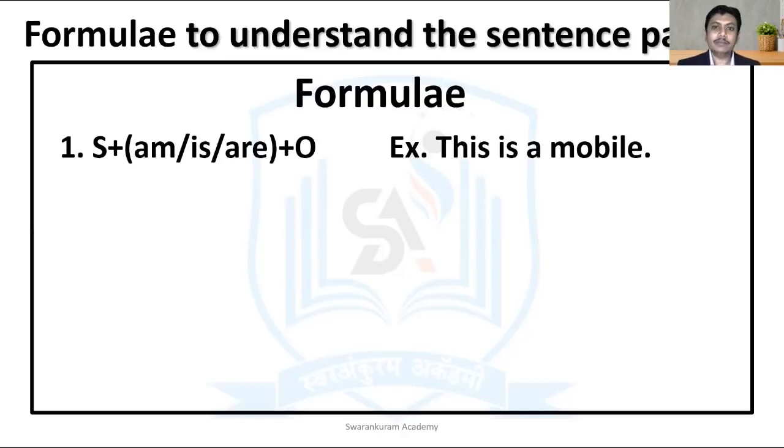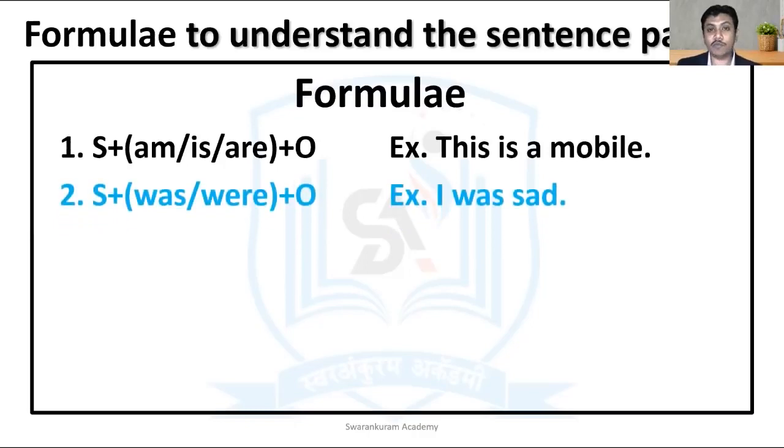So simple thing, subject plus am, is, are plus object, it will become a simple statement. Okay, and the example is here in front of you. This is a mobile. Now, second, subject plus was, were plus object. What I have done here, I have changed the middle part. Instead of am, is, are, I'm using was, were. Remember, it is were. Okay, was, were.